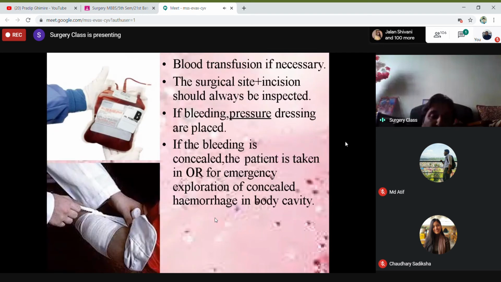Okay, if it is an external bleeding, in those sort of situations you can put a pressure dressing and try to control the bleeding. If it is not possible, you call your seniors, and then you take the patient to the theater if it is required.